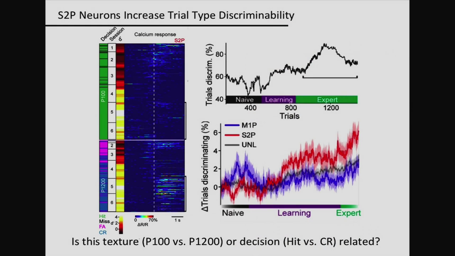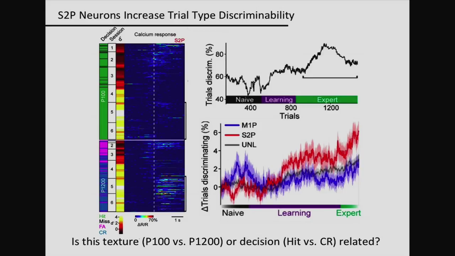Maybe they care about something else. So next slide. One thing we can do again is to separate the response properties according to trial type. On the left plot here, I have one neuron which I've sorted according to the two textures presented to the animals, then subsorted according to the trial learning. You can see as the animal becomes an expert, this particular neuron develops a selective response to the P1200 texture. And if you do an ROC analysis on a sliding window, you can see the discriminability of this particular neuron increases as the animal reaches an expert phase.